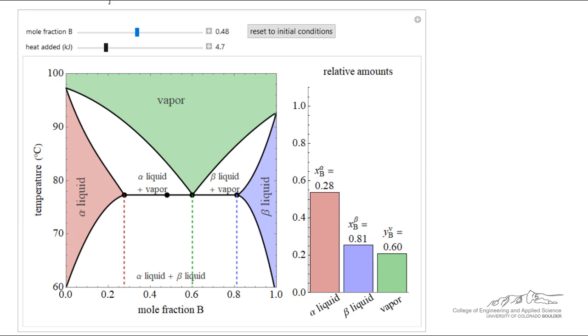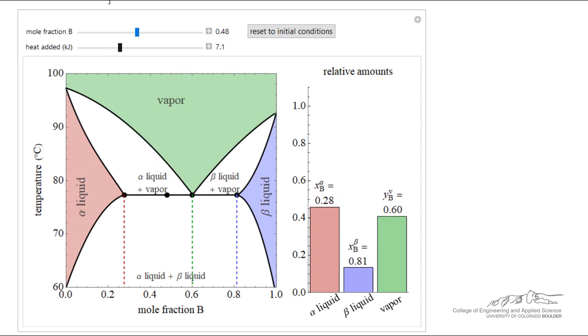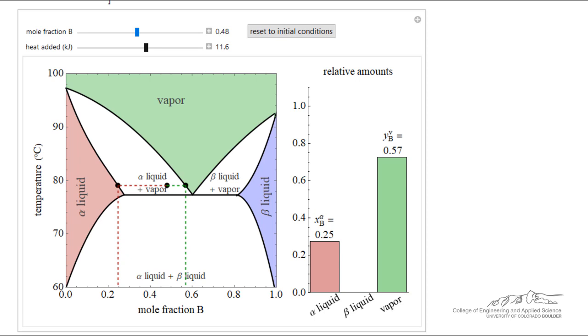As I add heat to this system, you'll notice, of course, we have more vapor and less of each of the liquids, but we stay on this same temperature even though we're adding heat. If I add enough heat, the beta phase disappears. Now I have an alpha liquid in equilibrium with the vapor.